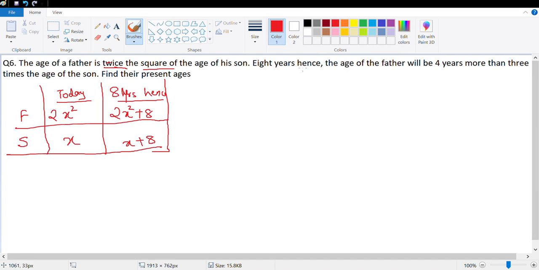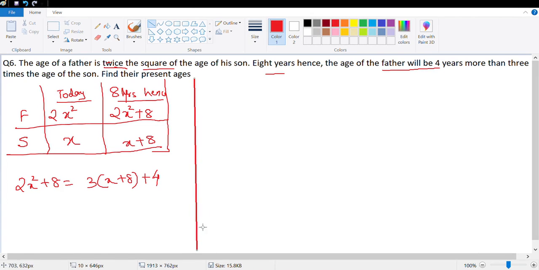Let's see the relationship now. 8 years hence, the age of the father will be 4 more. So 2x square plus 8 will be 4 more than 3 times the age of the son. So 3 times the age of the son will be 3 times x plus 8. It will be 4 more, which means we need to add 4.